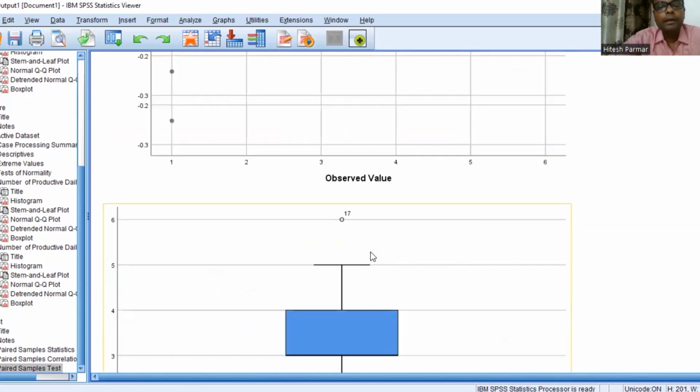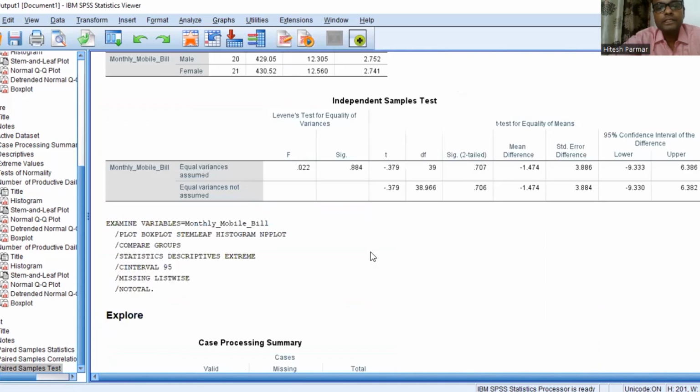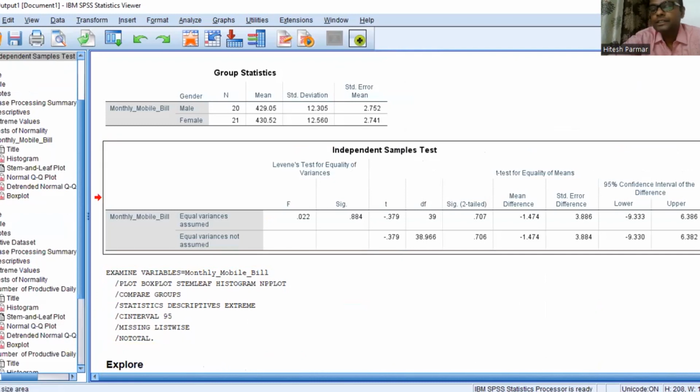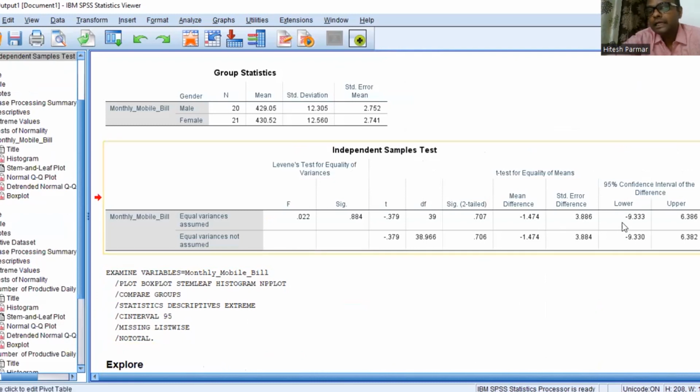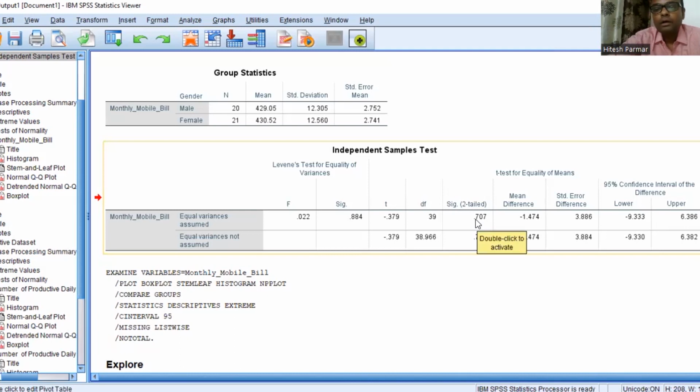Earlier, in the case of the independent sample t-test, what was our result? One value was negative and another was positive. If we go back to this one, this is the independent sample t-test that we discussed. In that case, one value was negative and another was positive, so our conclusion was no significant difference, because 0 is in between. And the p-value we had observed was 0.707. So for the t-test, we concluded that there is no significant difference.